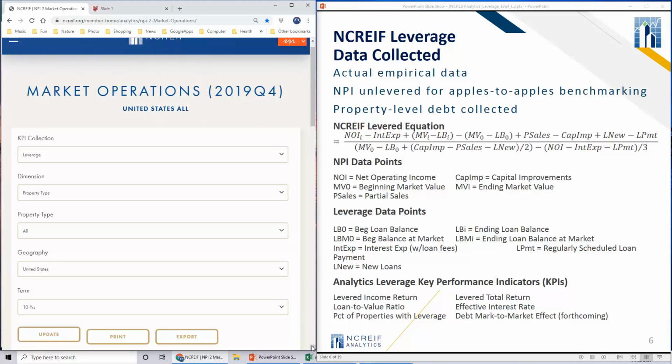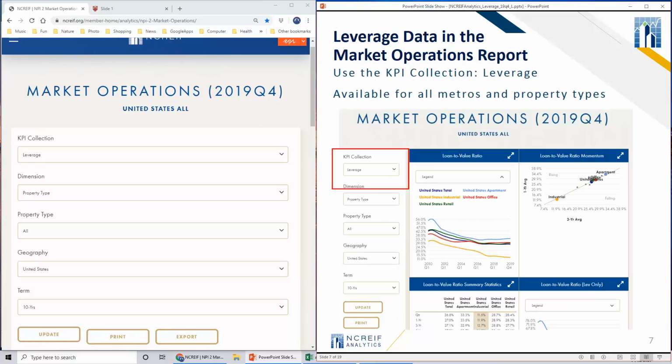Using these new data points, Analytics has added several new leverage KPIs: levered income and total returns, loan-to-value ratio, effective interest rate, and the percentage of properties that hold leverage. We can see these KPIs in action using the Market Operations Report in the KPI collection leverage. All of these KPIs are available for all geographies and property sectors.